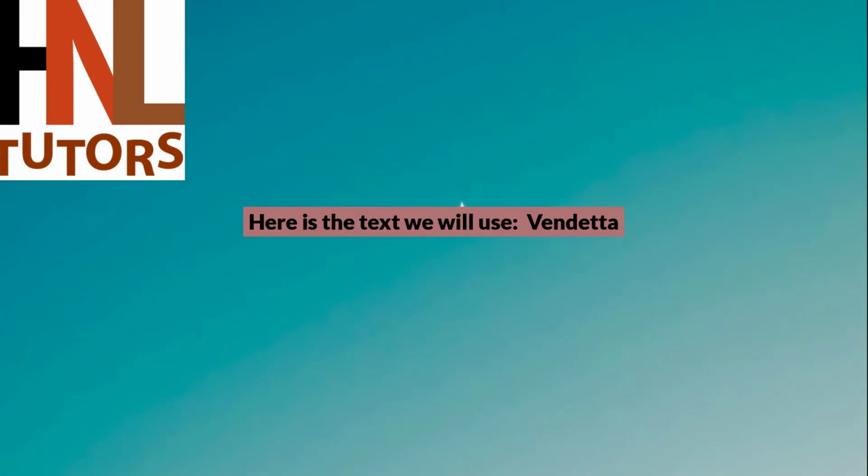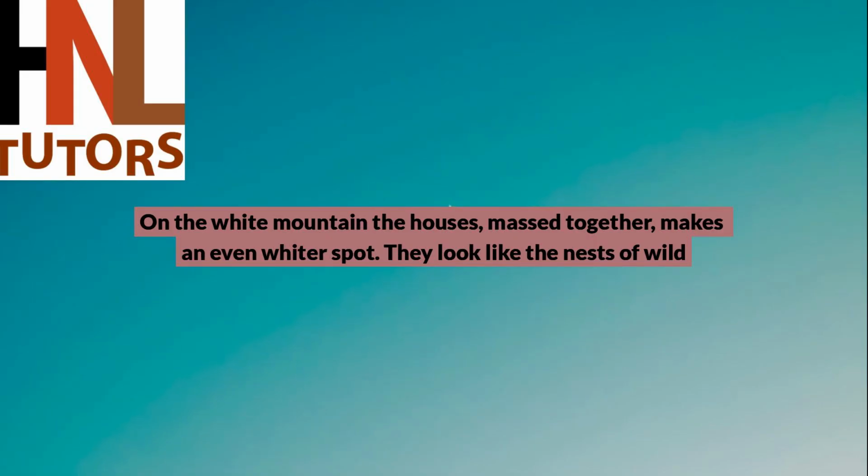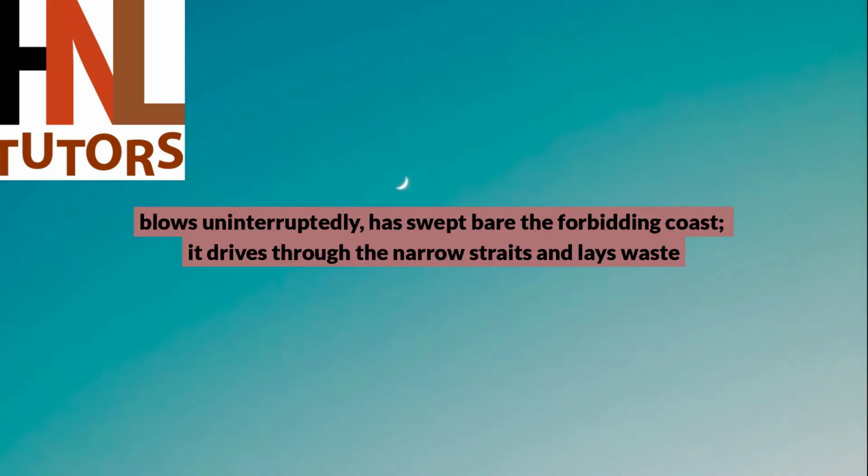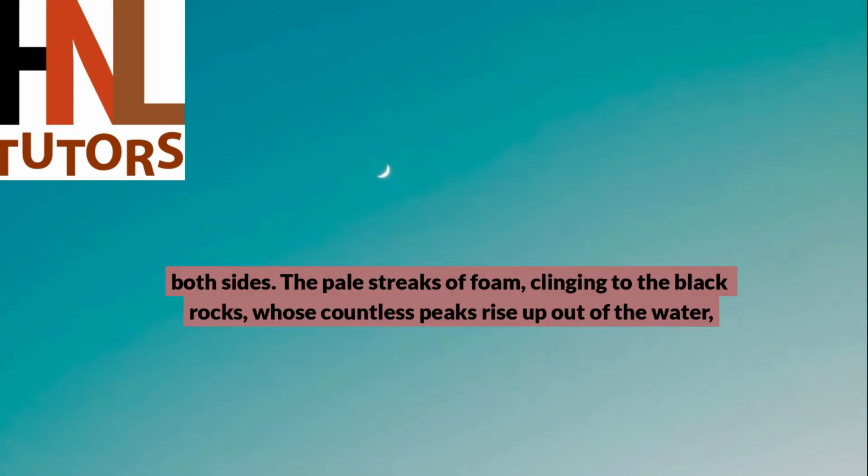Vendetta. On the white mountain, the houses, massed together, make an even whiter spot. They look like the nests of wild birds, clinging to this peak, overlooking this terrible passage, where vessels rarely venture. The wind, which blows uninterruptedly, has swept bare the forbidding coast. It drives through the narrow straits and lays waste both sides.